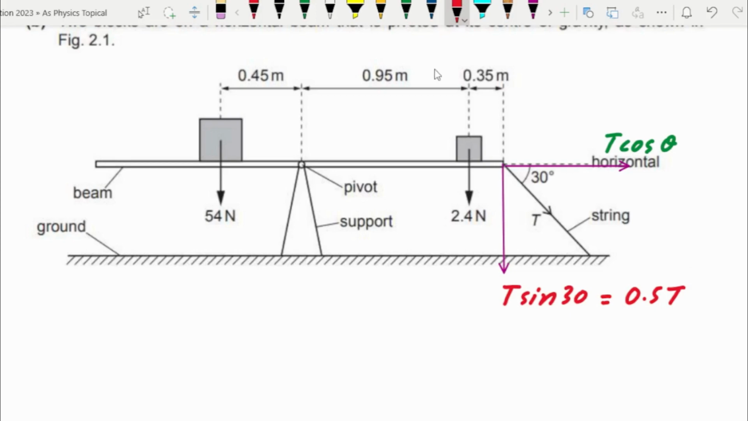Now let us apply the principle of moments about the pivot. What is the force that would rotate it clockwise, and what are the forces that would rotate it anti-clockwise? This one would rotate it anti-clockwise in this way, and this one would rotate it clockwise, so you can write c with it.